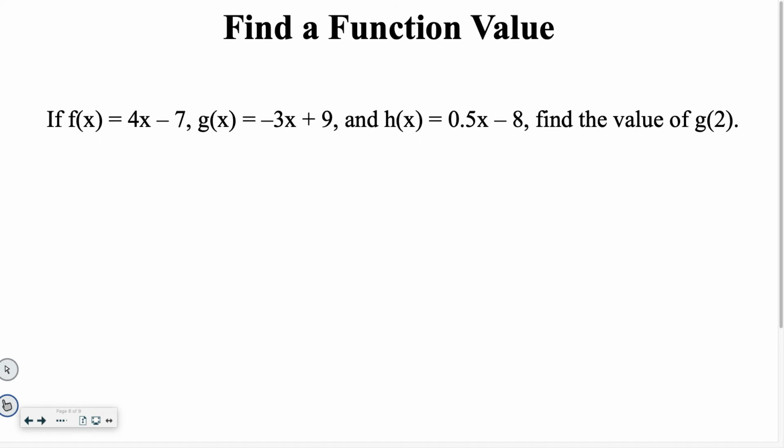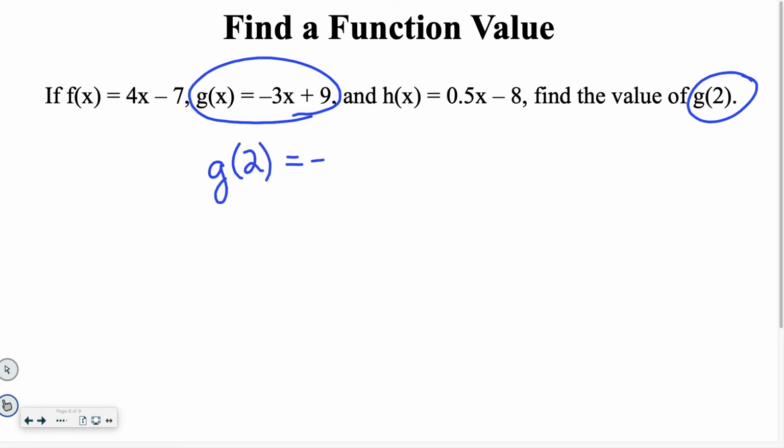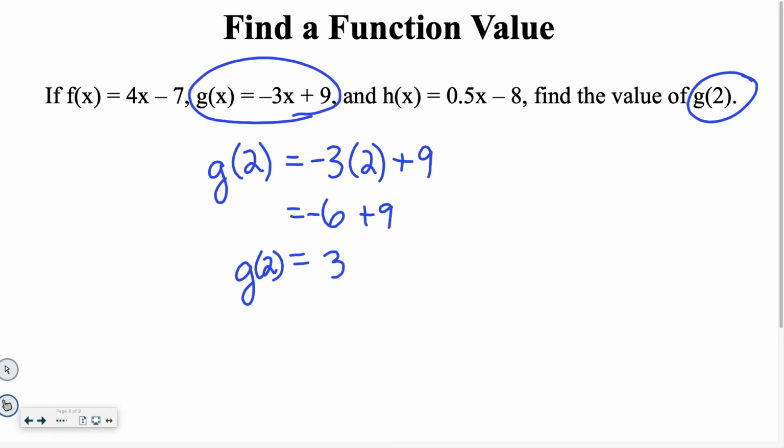Let's try another one. Okay, so I have those same functions, but now I want to find g of 2. So I'm going to go find my g function, and I'm going to replace x with 2. So instead of writing x, I'm going to put 2. Negative 3 times 2 is negative 6, plus 9. Negative 6 plus 9 is 3. So g of 2 equals 3. And that is all the farther I have to go on that. I'm done with that problem.